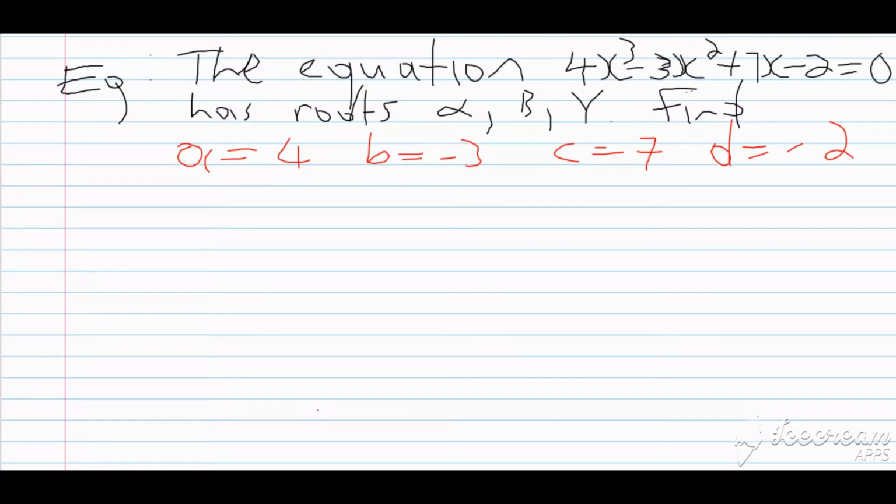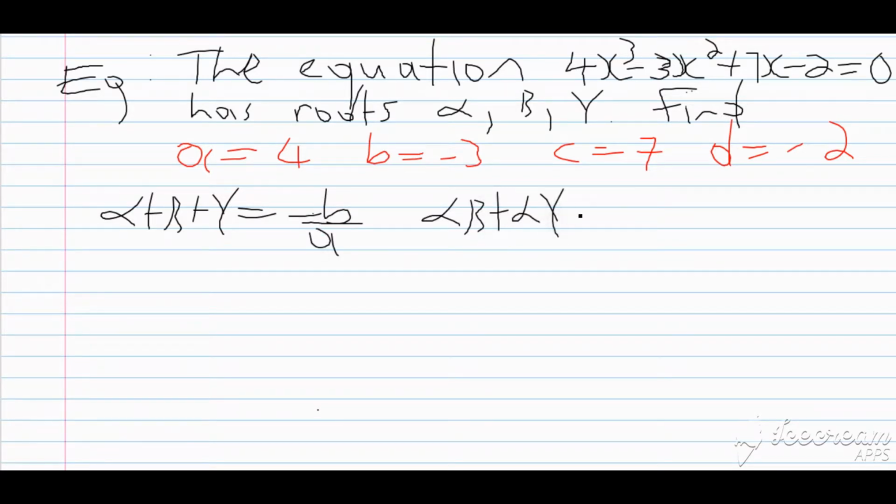And bear in mind that we had said that the sum of the roots, which is alpha plus beta plus gamma, is equal to -b over a. Alpha beta plus alpha gamma plus beta gamma is equal to c over a. And alpha beta gamma is equal to -d over a.